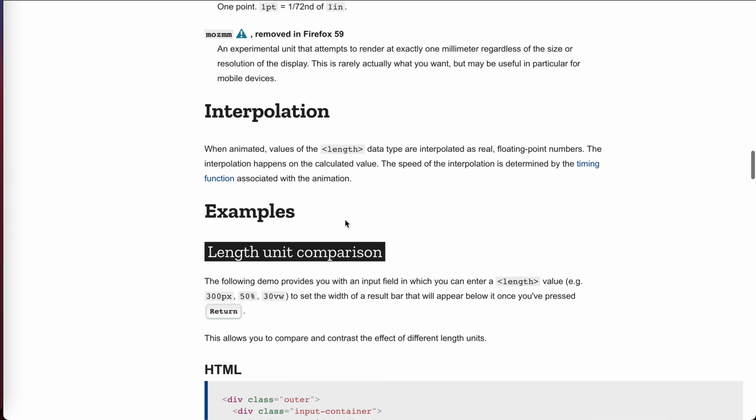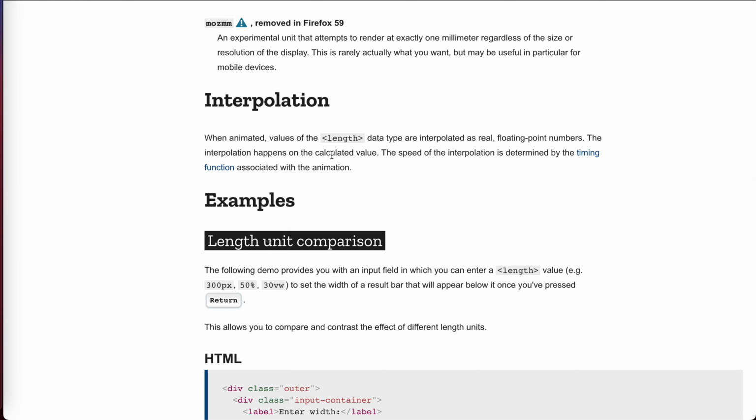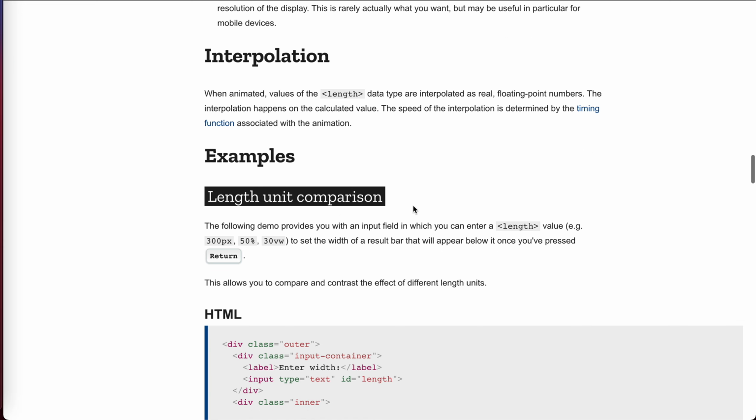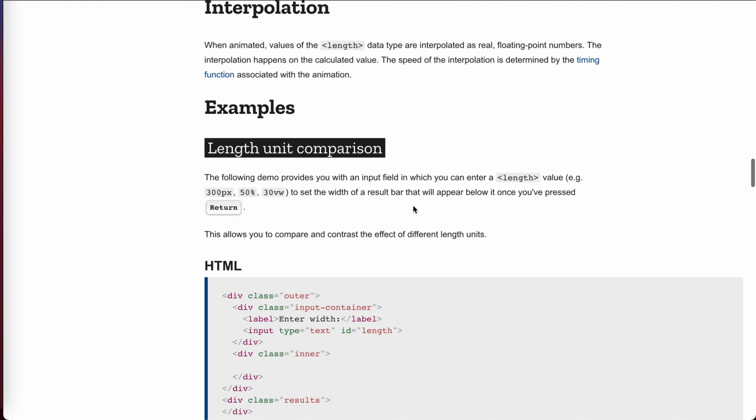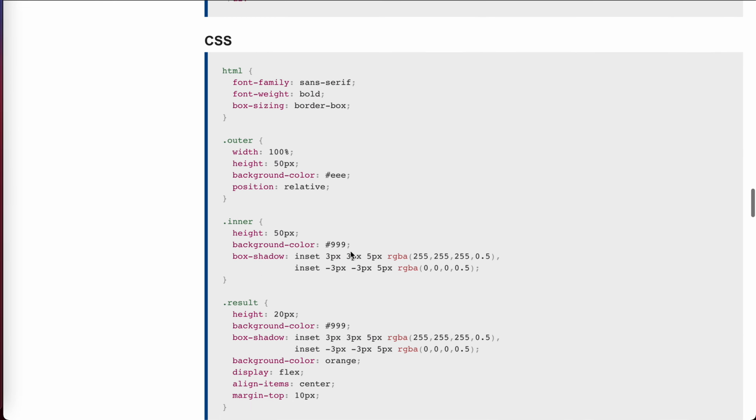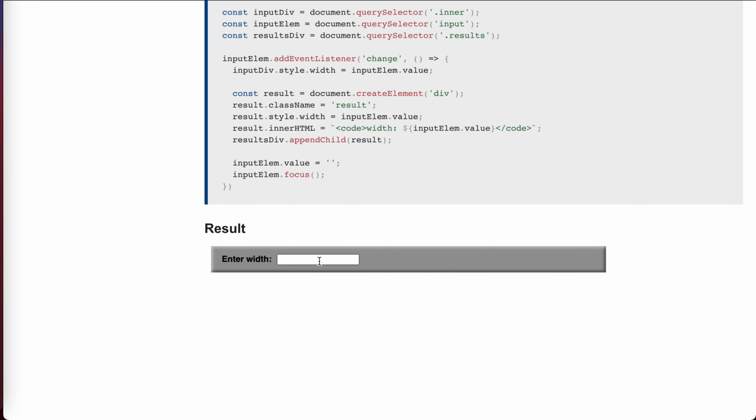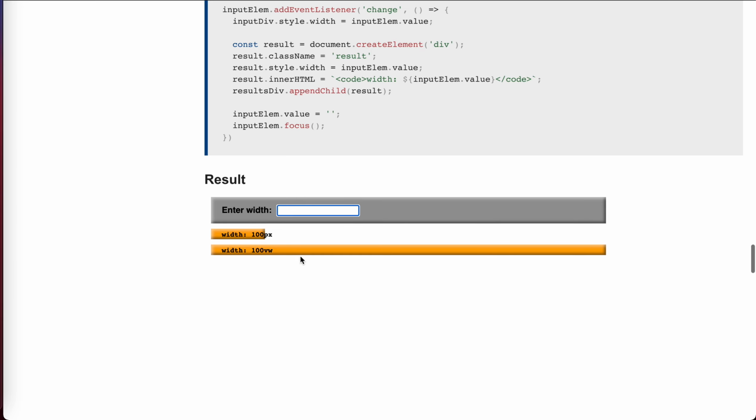Okay, interpolation. When animated, these are interpolated as real floating point numbers. Cool. Yeah, no problem. So here are some demos. Okay, let's say 100 pixel. It's 100 pixel, and we have 100 viewport width. Yeah, this is an iframe, so it takes up the full width of this iframe.